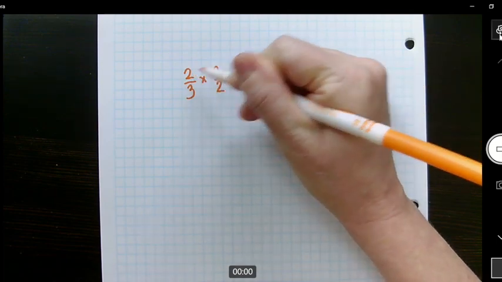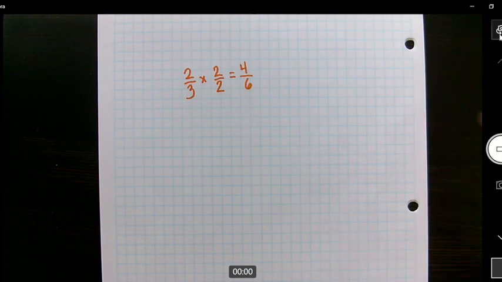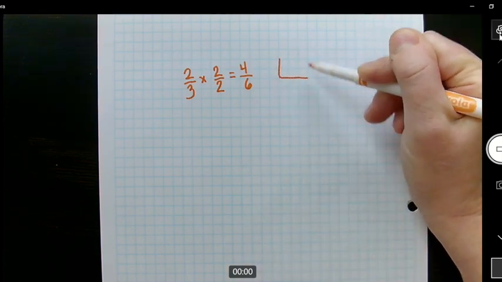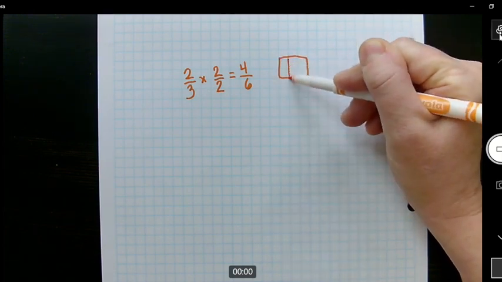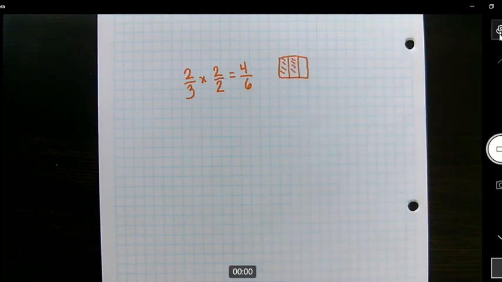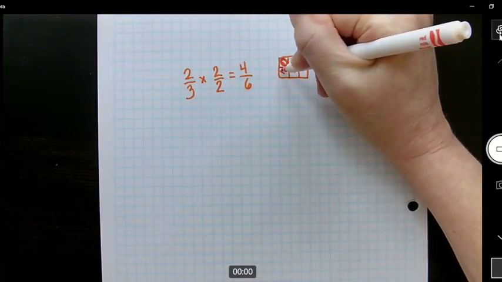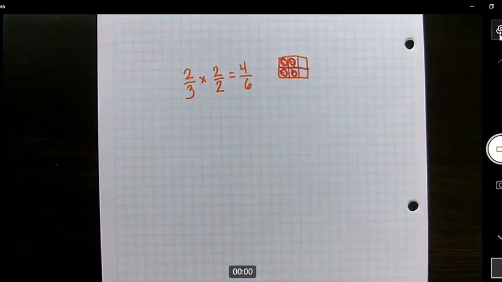Okay, 2 times 2 is 4, and 3 times 2 is 6. And we have looked at this by using arrays. We've had this discussion where if you look at a 2 by 3, here is a 2 out of 3, and by taking that fraction and looking at it like this, we now have 4 by 6. It's the same exact shape, but we have divided it into smaller pieces.